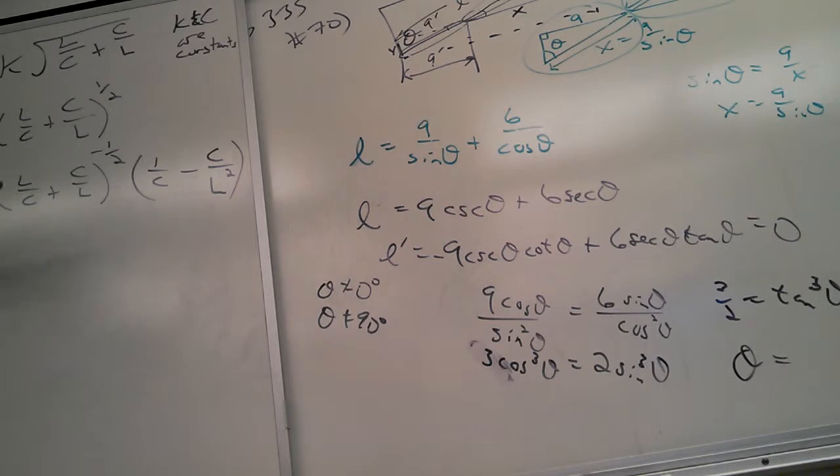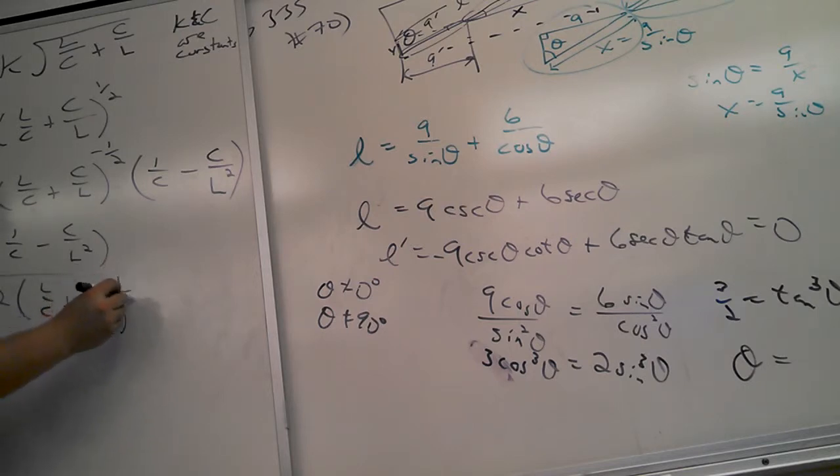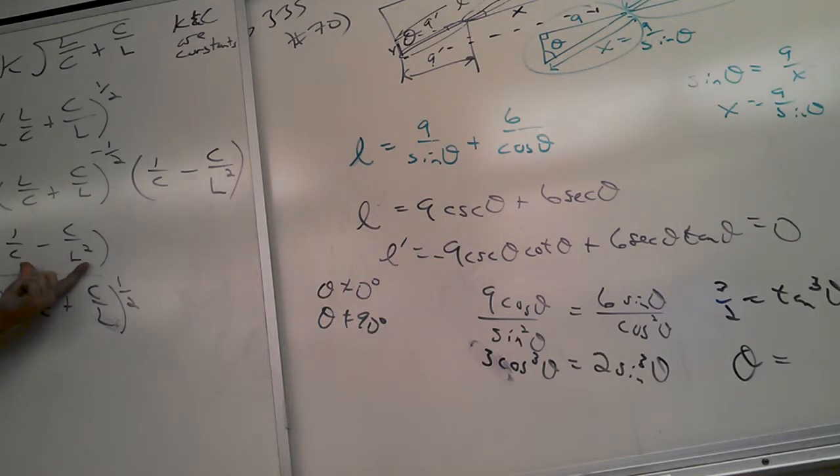So, what must we do with this? Set it equal to 0, or look where it's undefined. So I have to set this piece equal to 0, because what I really have here is K times the quantity 1 over C minus C over L squared, all over 2. So where it's undefined and where it equals 0, right?